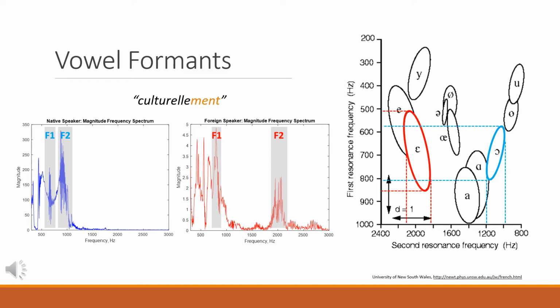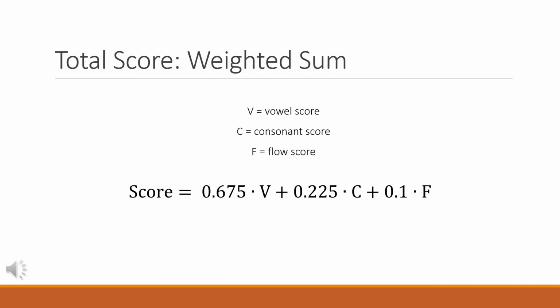We can take advantage of this by first finding the first and second formants for each word in the native speaker's recording and in the foreign speaker's recording. Then we can find the percentage overlap in the first formants of the native and foreign speakers and the percentage overlap in the second formants of the native and foreign speakers. That's how the vowel score is produced. The final score is a weighted sum of the vowel, consonant, and flow scores.